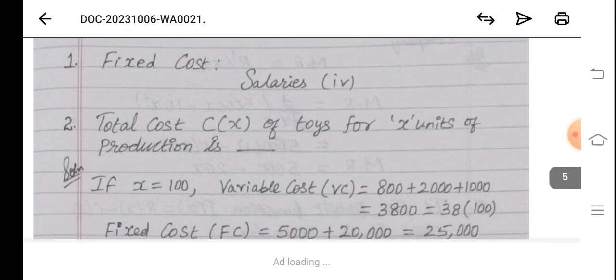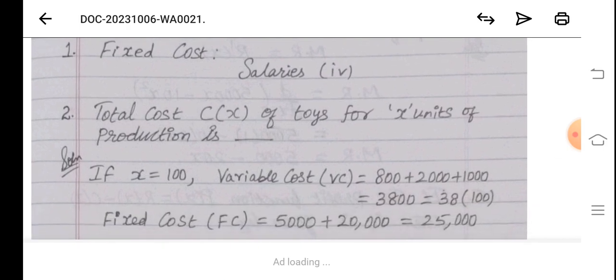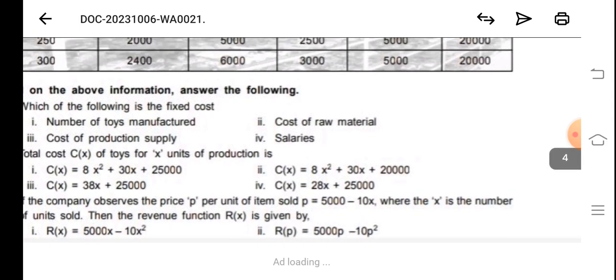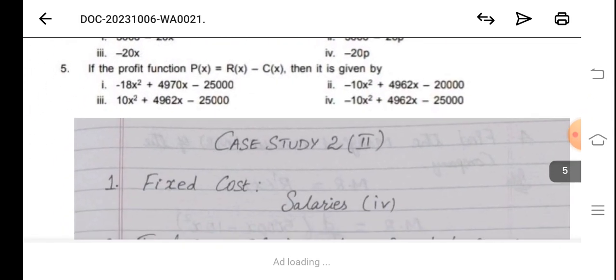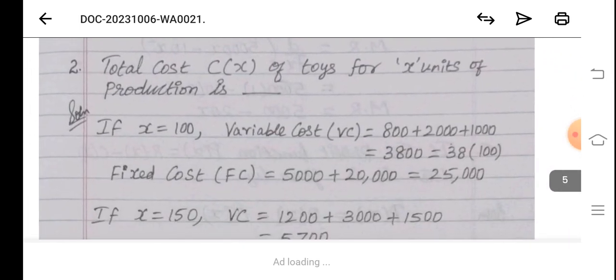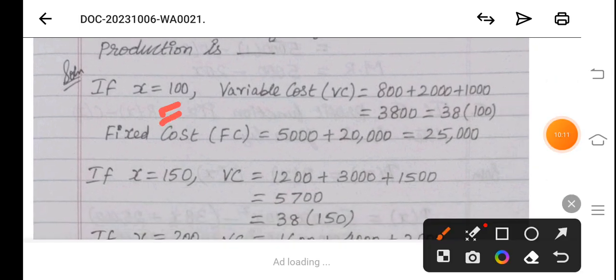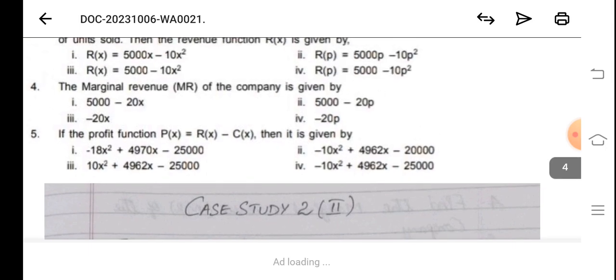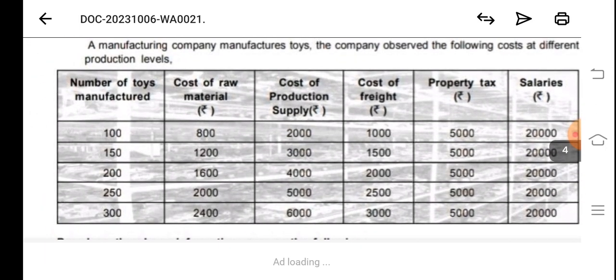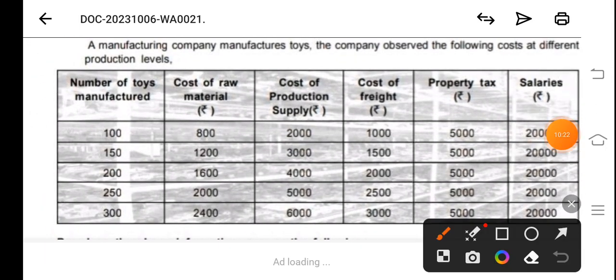Okay. So as I already discussed, fixed cost is salary. As I said, not only salary, we can keep fixed cost as even property tax. Okay, total cost function, how are we doing it? If x is 100, variable cost will be, as I said, 800, 2000 and 1000. These are all variable costs. Correct? What are all the variable costs for 100?